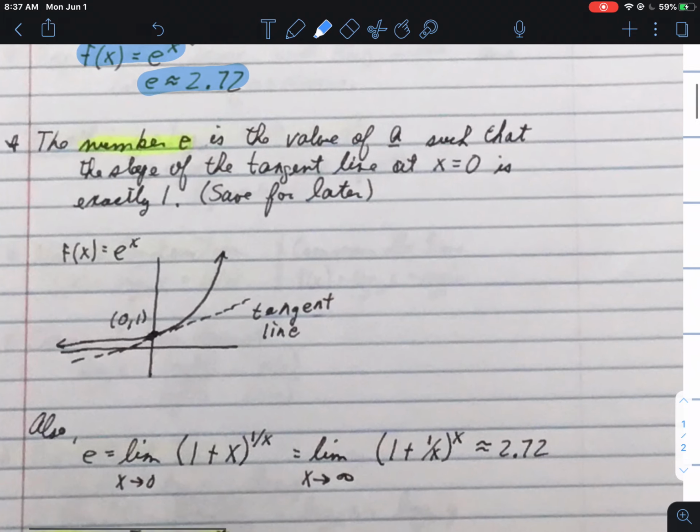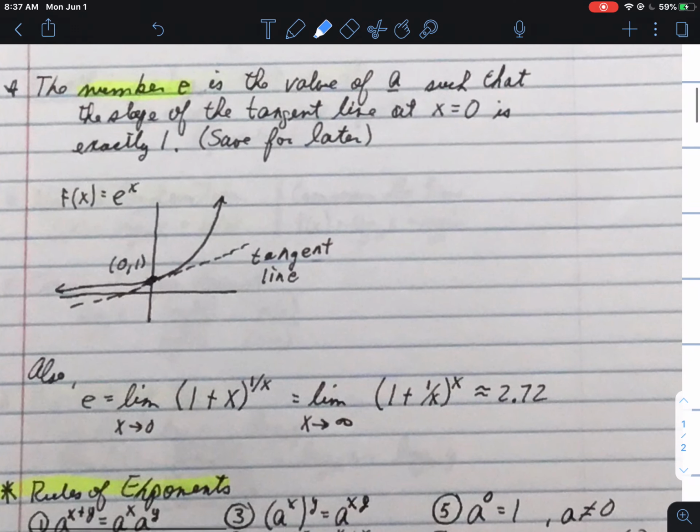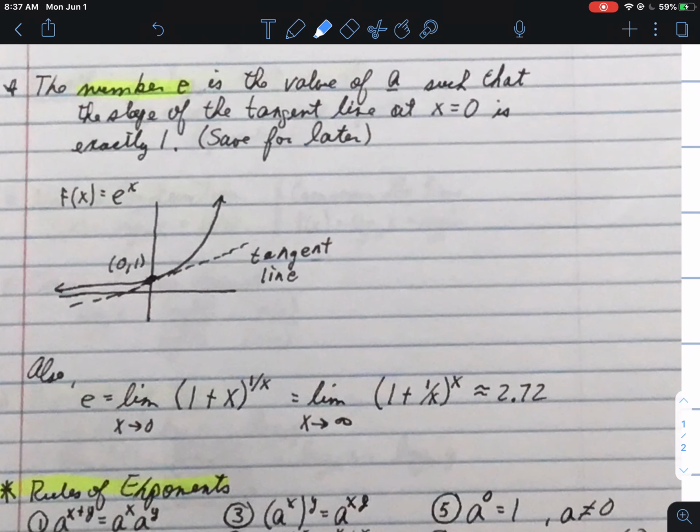So we're going to expand on these couple of things that I'm going to talk about here, but just to give you an idea of the types of things that we're going to be interested in. The number e, one definition of it, is that it is the value of a with these exponential functions that we're talking about, such that the slope of the tangent line at the point where x equals 0 is exactly 1. Now save that idea for later.